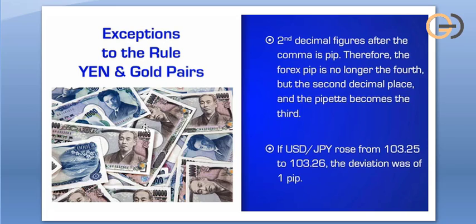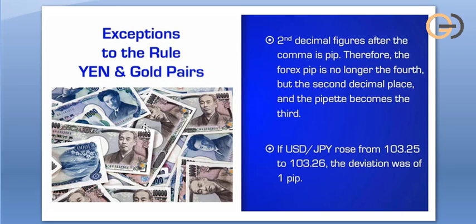But this rule has an exception for yen pairs and gold pairs. Remember we talked about the 8 major currencies. We talked about the Great Britain pound, the euro, the USD, the Australian dollar, the New Zealand dollar, the Canadian dollar, and the Japanese yen.